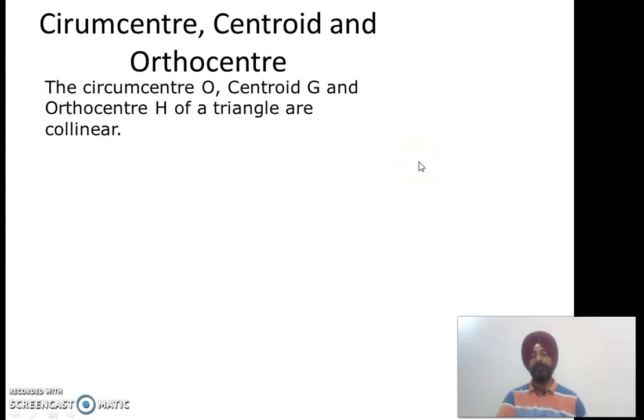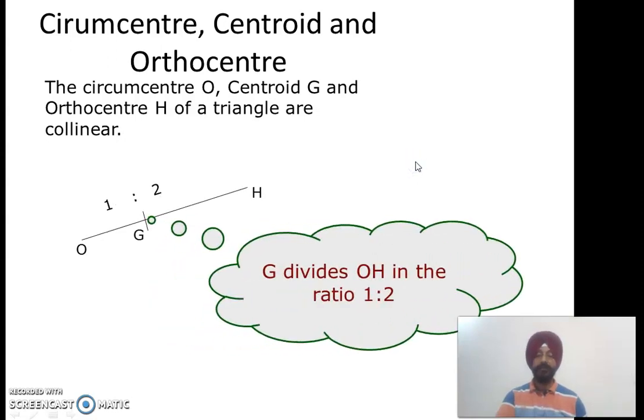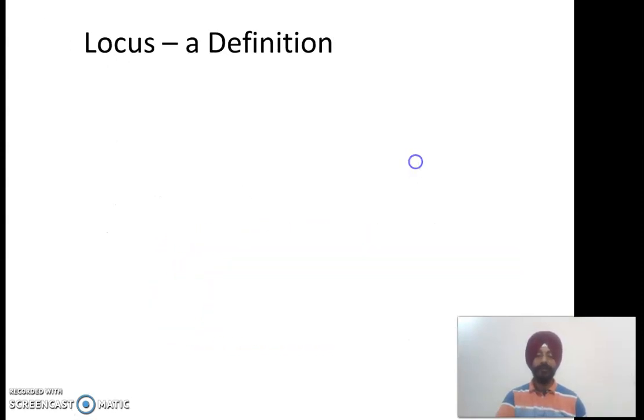Circumcenter, centroid and orthocenter: the circumcenter O, centroid G and orthocenter H of a triangle are collinear. So they are linear. G divides OH in the ratio 1:2.